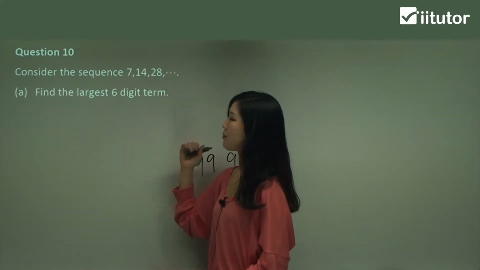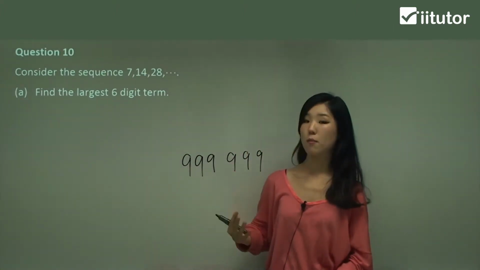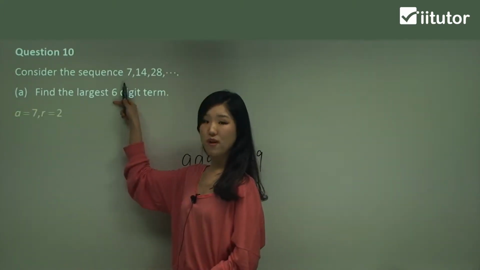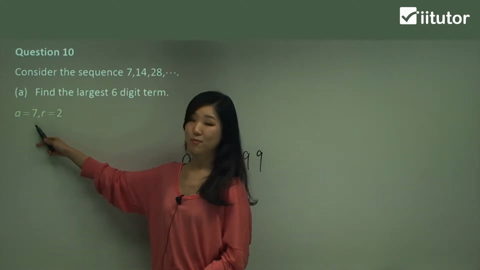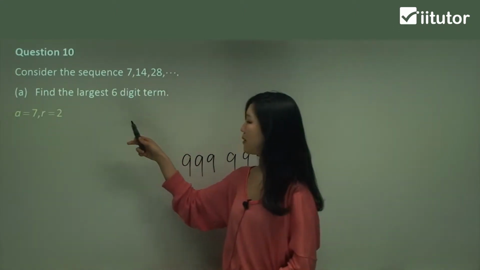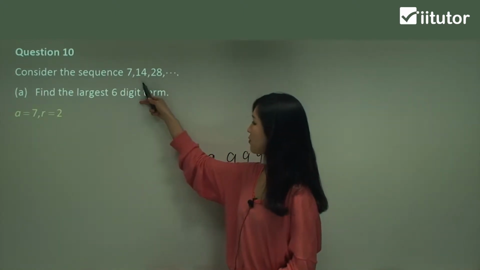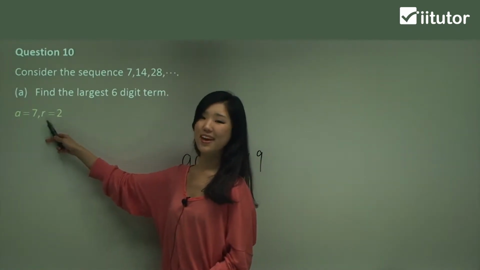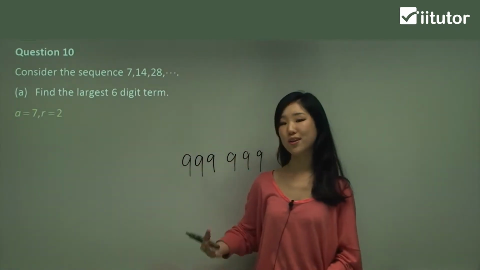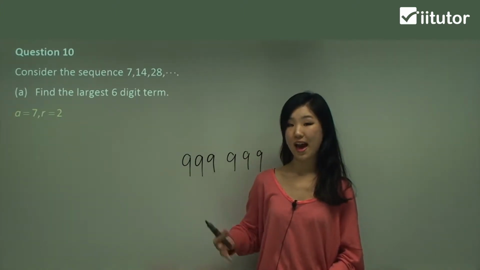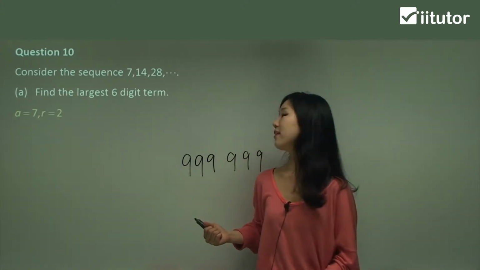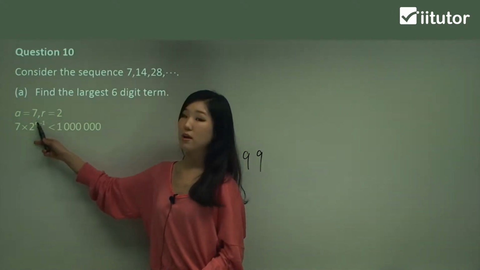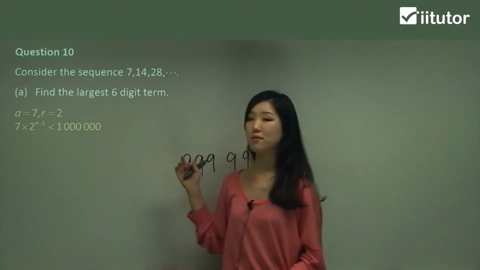Before we do anything, I'm going to find what my a is and what my common ratio r is. I hope you can see that a is definitely 7, which is the first one on the list. So that's pretty easy to find. Now r is going to be 2, since 7 times 2 is 14, and 14 times 2 is 28. So we found r straight away as well. All we need to do now is put it into our formula, a times r to the power of n minus 1. So 7 times 2 to the power of n minus 1 is less than 1 million.